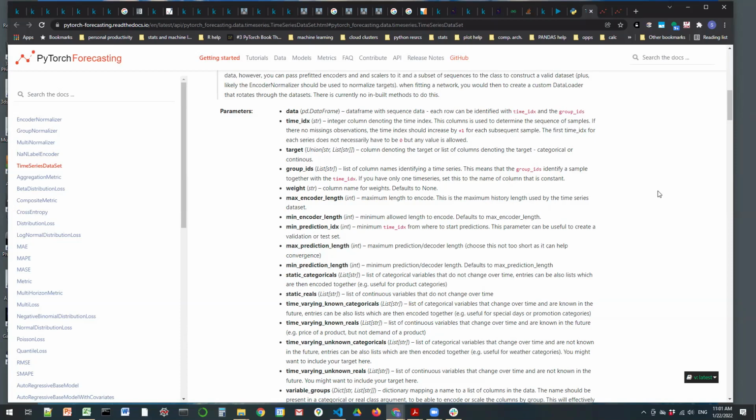So if your encoder length is like the entire data set, then yeah, I don't see how it could fit into the memory.